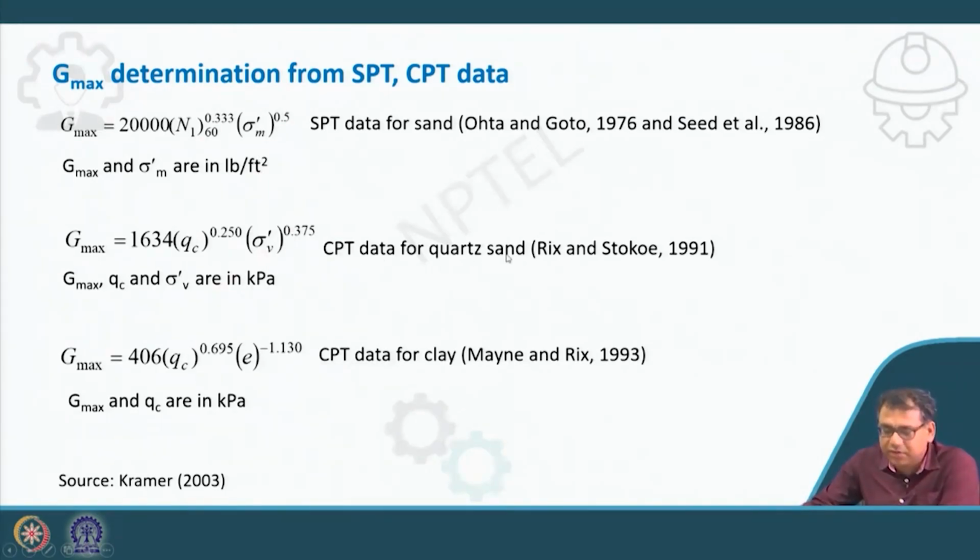Then the CPT data for sand, quartz sand, this is the expression where sigma V dash is the vertical effective overburden pressure, Gmax, and QC is the cone resistance, and sigma V dash are in kPa. I have also discussed what cone resistance is. Then for CPT data for clay, we can use this expression. Here also Gmax and QC are in kPa, and e is the void ratio, and QC is your cone resistance.